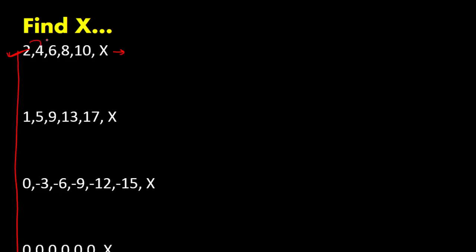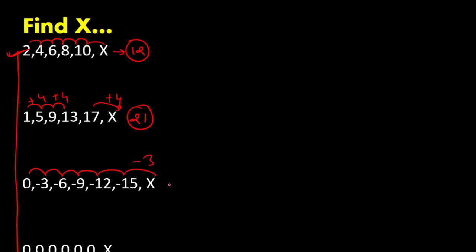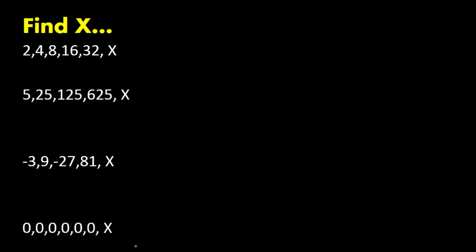Each and every number is getting added by 2, so the next number will be 12. Here each number is getting added by 4, so 17 plus 4 will be 21. Here 0, minus 3, minus 6, minus 9 means each number is getting added by minus 3, so the next number will be minus 12. Here all the numbers are 0, so the next x value will be 0 again. Again in these sequences find the values of x. So it is 2, into 2 is 4, into 2 is 8, 16, 32, so 32 into 2 is 64.